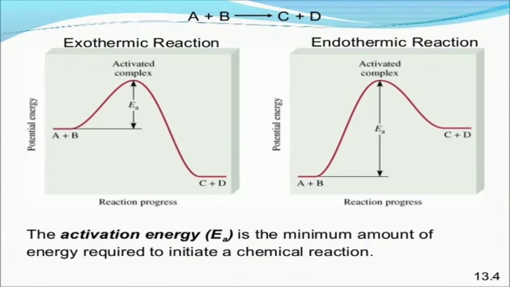Here one graph is shown in which an exothermic reaction is given, and in the other graph an endothermic reaction is shown. So A plus B gives products C plus D. In the first graph, A plus B forms an activated complex with minimum activation energy and is converted into products C plus D. And in the other graph it is shown that A plus B requires a high amount of activation energy and then is converted into the products C plus D. So activation energy is the minimum energy required to cause a reaction.